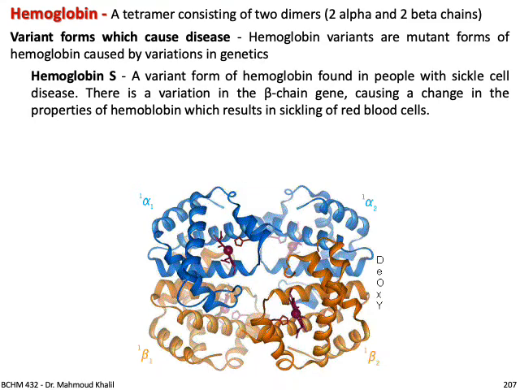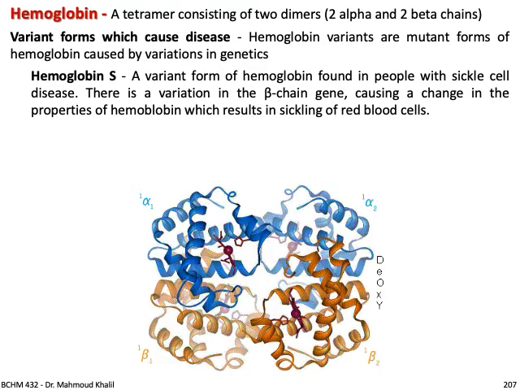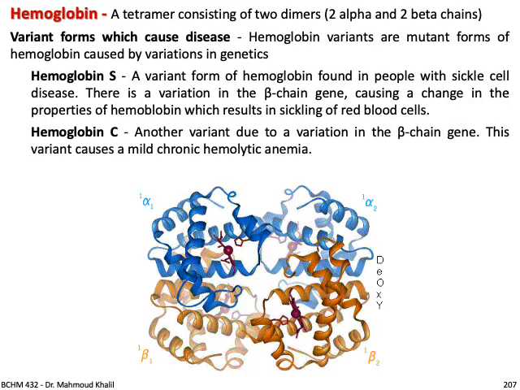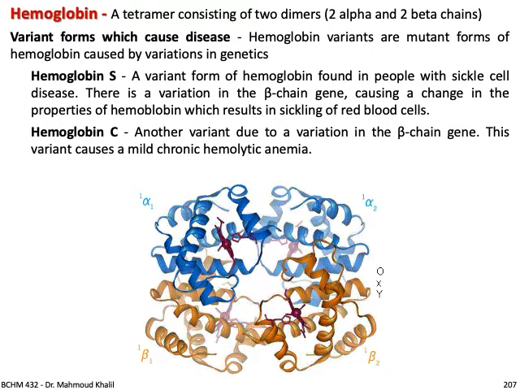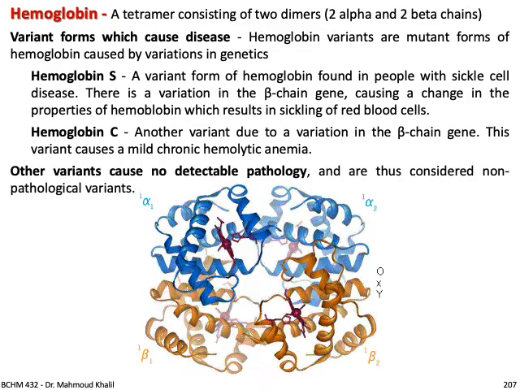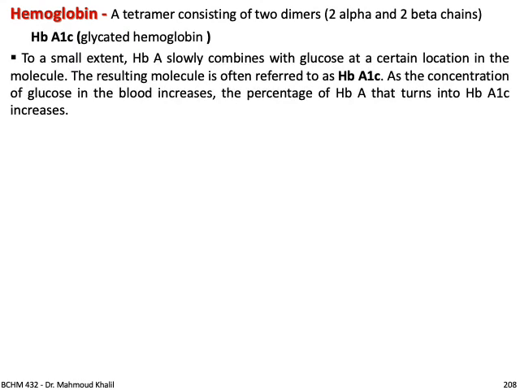There is a variation in the beta chain gene causing a change in the properties of hemoglobin, resulting in sickling of red blood cells. While hemoglobin C is another variant due to a variation of the beta chain gene. This variant causes a mild chronic hemolytic anemia. Other variants cause no detectable pathology and are thus considered non-pathological variants.